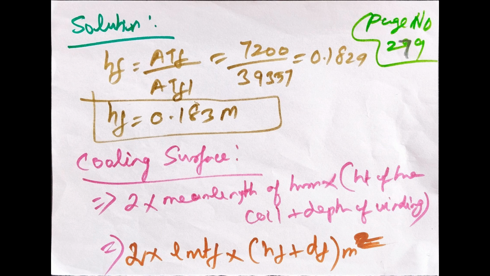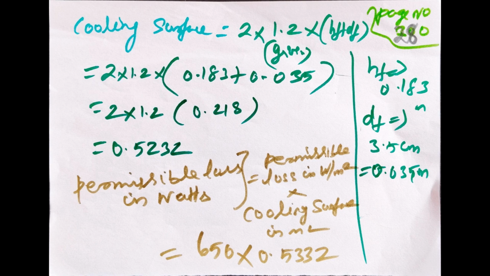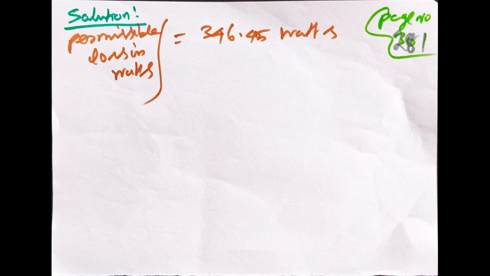Cooling surface formula: 2 into mean length of turn into height of the coil plus depth of winding, that is 2 into LMTF into bracket of HF plus DF, in meter square. Continuation of the solution. Cooling surface is equal to 2 into 1.2 into HF plus DF. HF is 0.193 meter, DF is 3.5 centimeter, that is 0.035 meter. Put in the required values, we obtain cooling surface equal to 0.5332. Permissible loss in watts is equal to permissible loss in watts per meter square into cooling surface, 650 into 0.5332. Permissible loss is 346.45 watts.